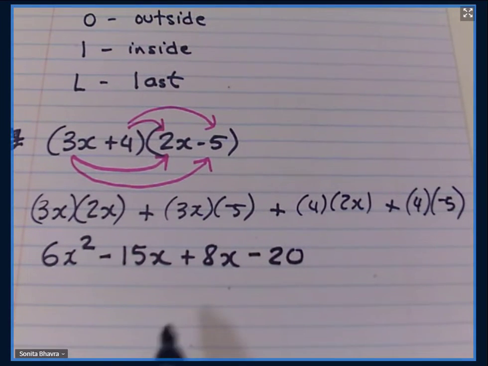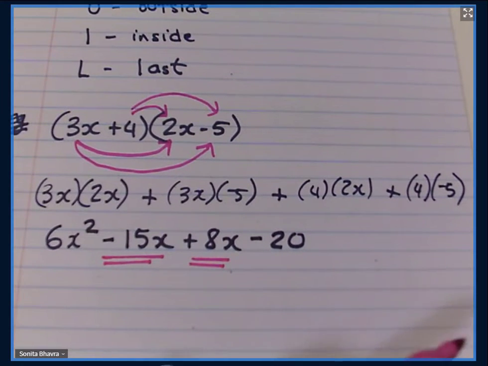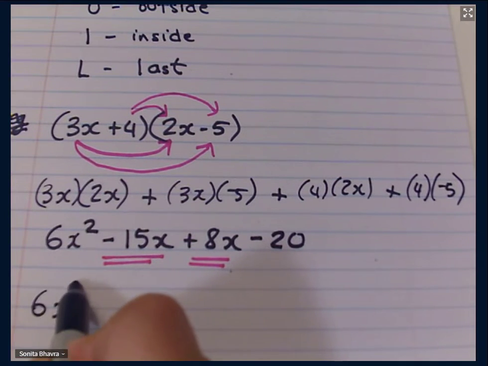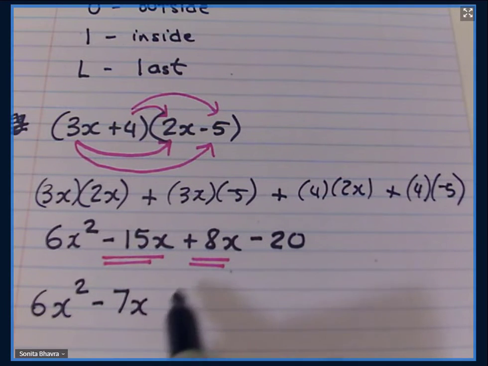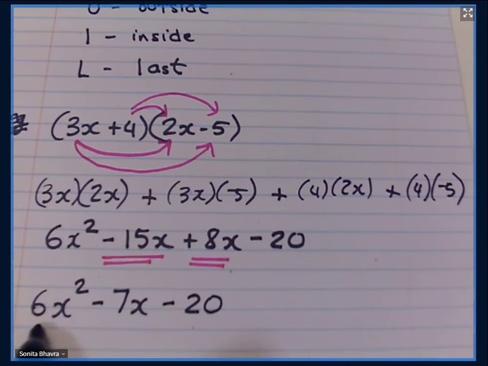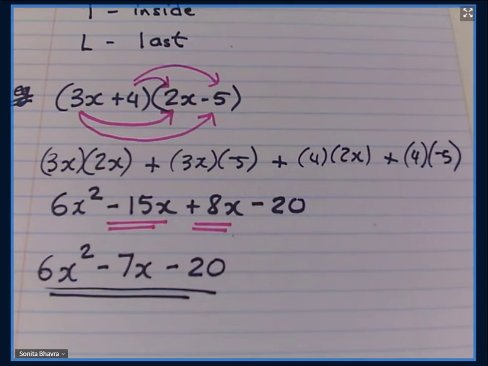All right, you'll always end up with these two terms in the middle that can be collected together. I'm just going to show that. These two can be collected together. So negative 15x plus 8x is what you would collect together. So 6x squared minus 7x, and don't forget there's a minus 20 there. And that is now multiplied out.